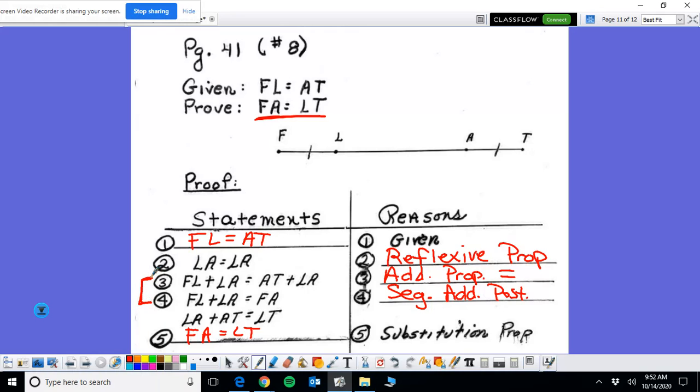Look it through, make the boxes, however it works in your head. But this would be substitution, and I always write it here, steps 3 and 4. So we're going to start writing what steps the substitution happened. It's a very, very good thing to do.